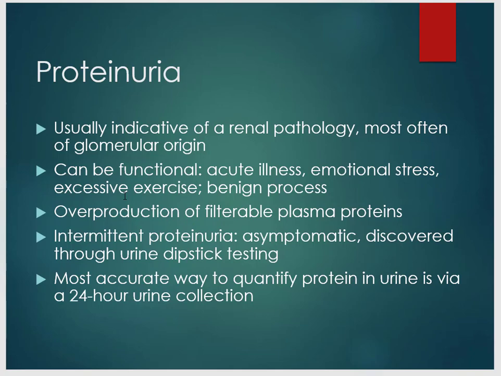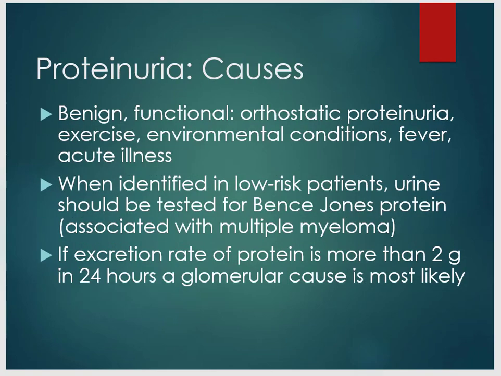If there's intermittent proteinuria, it can be asymptomatic and might just be found incidentally on a urine dipstick. And the most accurate way to quantify protein in the urine is with a 24-hour urine collection. Causes of proteinuria could be benign and functional. It could be orthostatic proteinuria, or caused by exercise, environmental conditions, fever, or an acute illness.